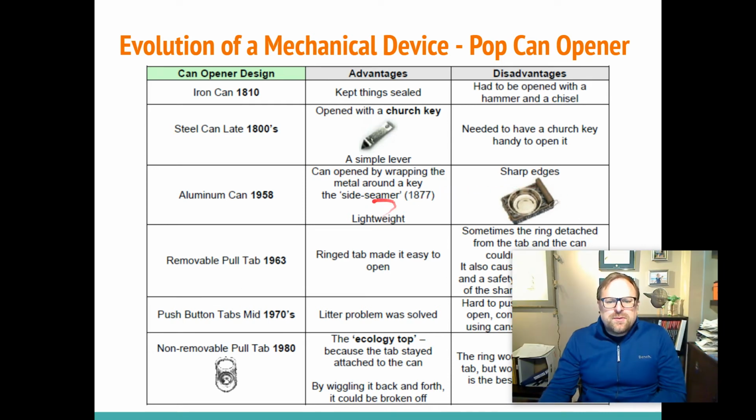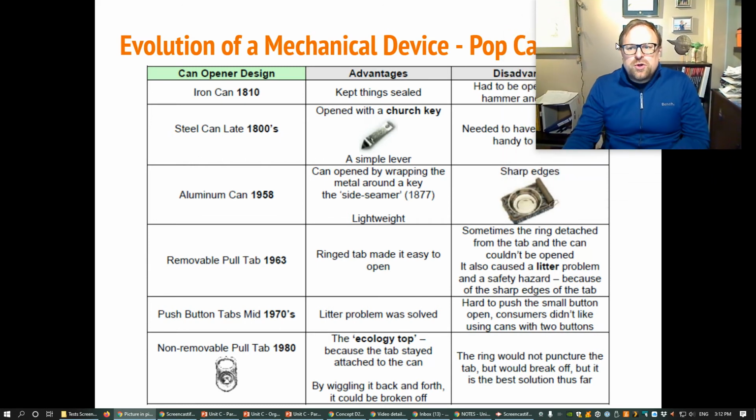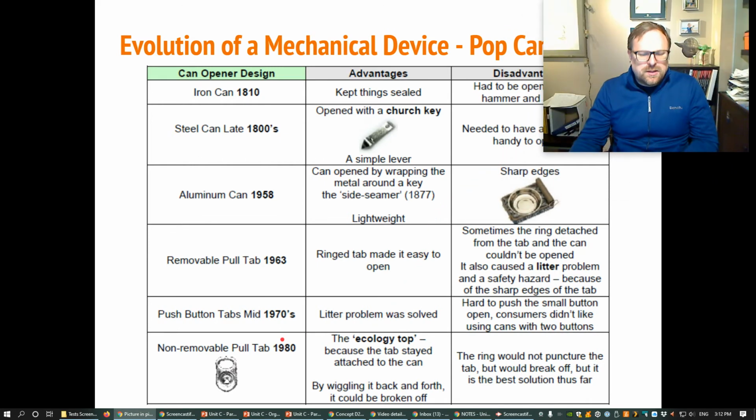Old sardine cans, I remember, used to have something like that. So it was great because it was lightweight, but the problem is it created a lot of sharp edges, which could be a problem for cutting those kinds of things.